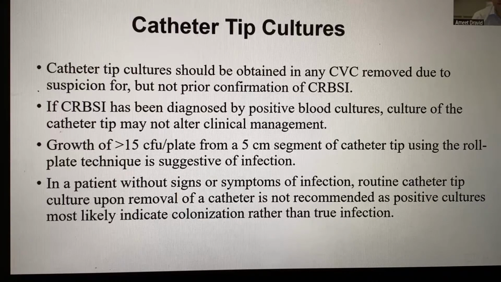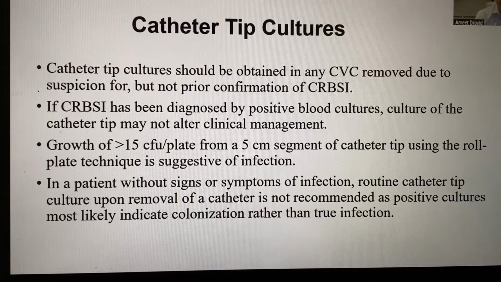How much catheter do you have to send? A 5 centimeter segment of the catheter tip should be sent. A roll plate technique is used for culture, and if more than 15 colony forming units per plate have grown, then it is suggestive of infection. Again, the same organism has to grow in the central venous catheter blood culture, the same organism has to grow in the peripheral venous blood culture, and the same organism has to grow in the catheter tip culture. Only then can we say that this is CRBSI.